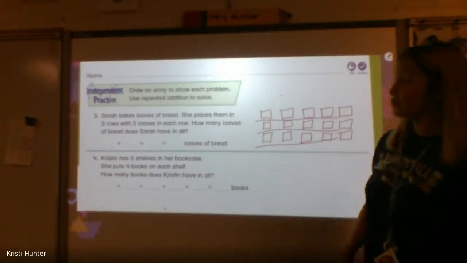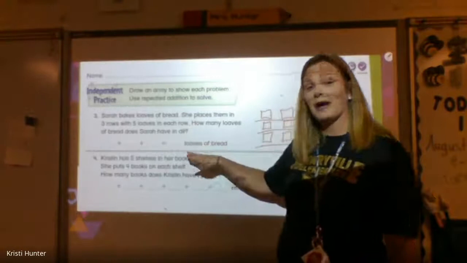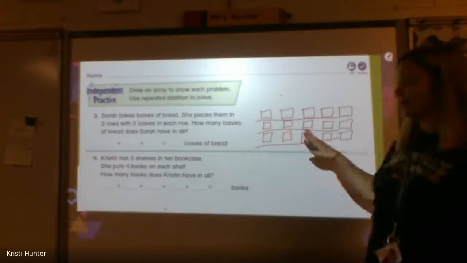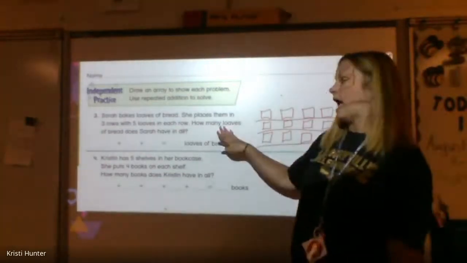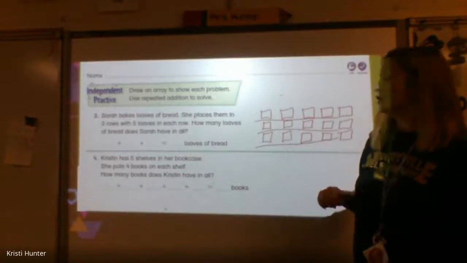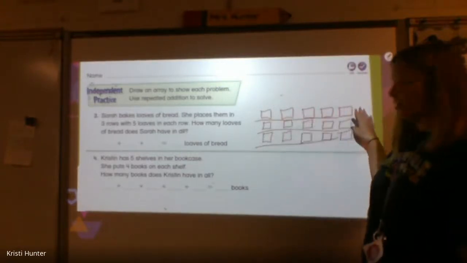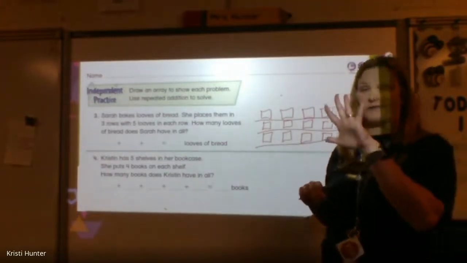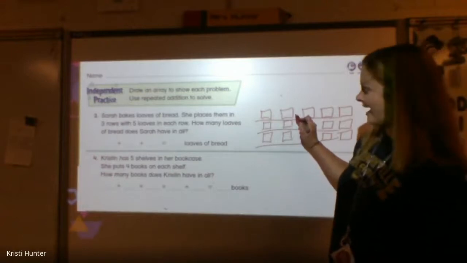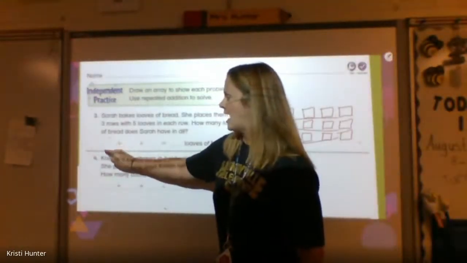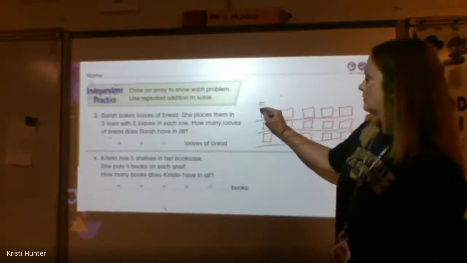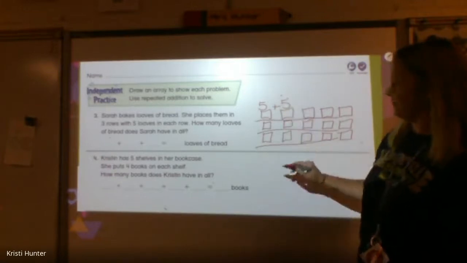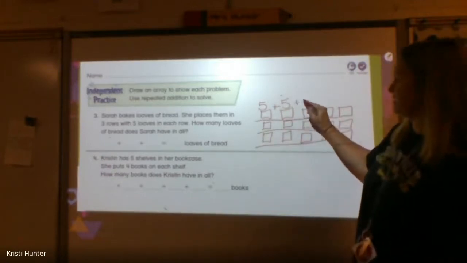Right? So now I'm going to write my equation that tells me how many are in each row, and then I can answer the question, how many loaves of bread does she have in all? So if I look at row 1, how many loaves are there? There are 5, right? So row 1's got 5. So I have an equation of 5. Row 2 has 5, so plus 5. Row 3 has 5 plus 5.